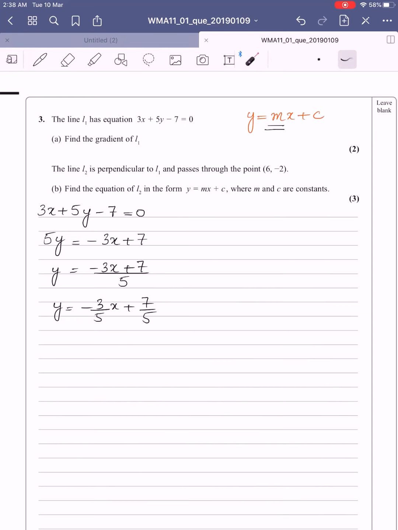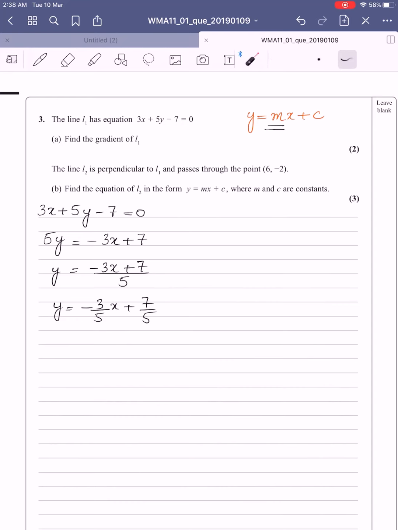Now we know that the coefficient of x, which is negative 3 by 5, is the gradient of a line. So we write the gradient as negative 3 by 5. This is of course for the line L1.